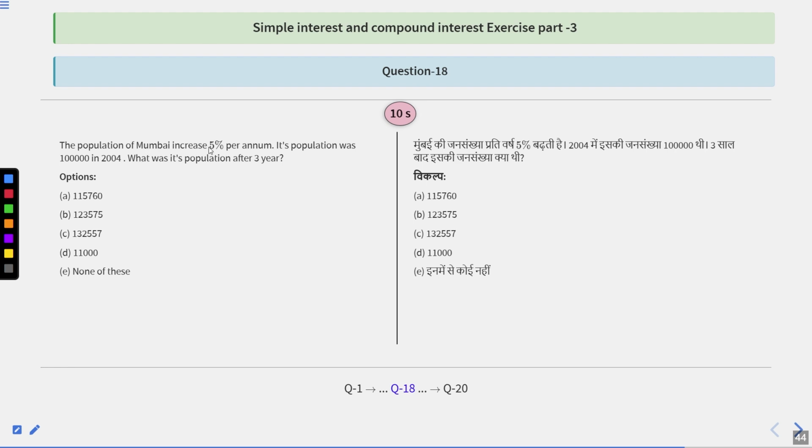The population of Mumbai increased by 5% per annum. Its population was 1 lakh in 2004. What was its population after 3 years? You have 5 options and 10 seconds to analyze the question. Your time starts now.